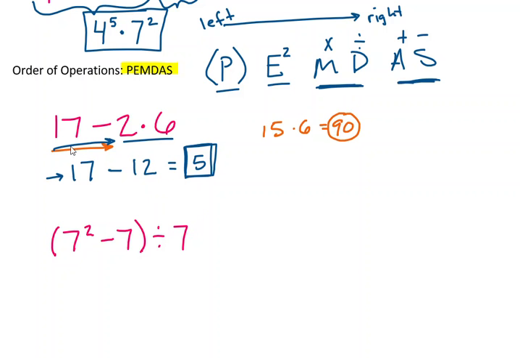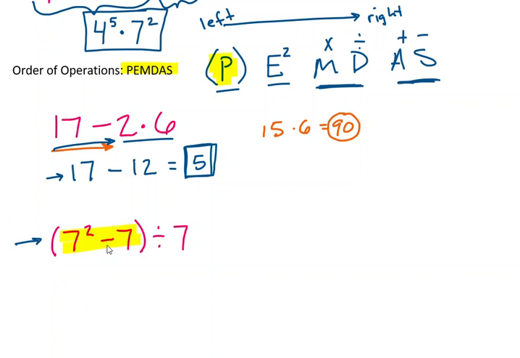Okay, let's do another one, and I won't bother doing this one wrong. We have parenthesis 7 squared minus 7 close parenthesis divided by 7. So notice that we have some stuff inside parentheses, and then we have some stuff going on outside the parentheses. The first in the order of operations, the P stands for do what's inside the parentheses. So I'm going to do all of the stuff inside first before I do the stuff outside.